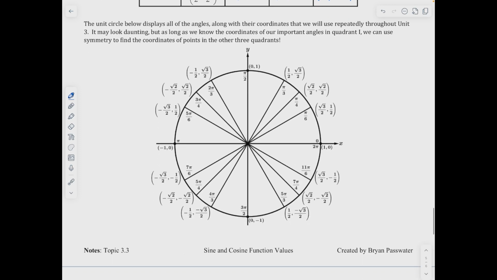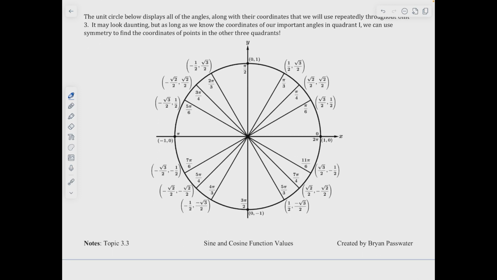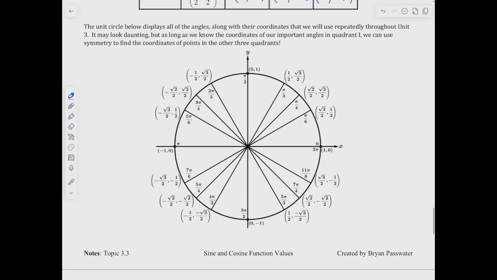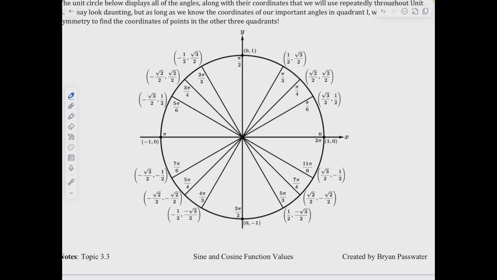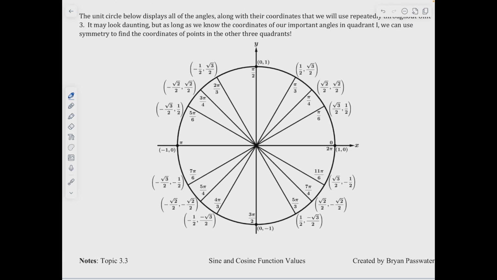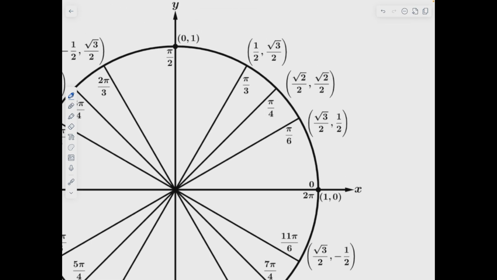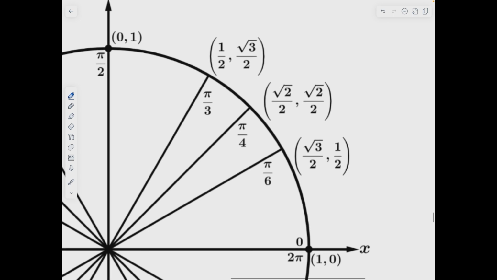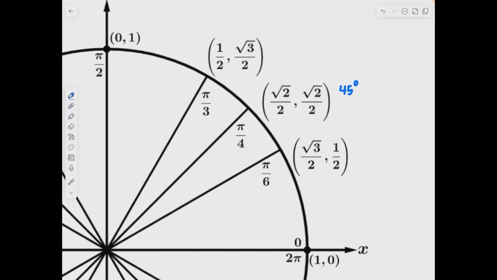The unit circle below displays all of the angles along with their coordinates that we will use repeatedly throughout Unit 3. So, as long as we know the coordinates of the important angles in quadrant number 1, we can use symmetry to find the coordinates in the other 3 quadrants. Okay? Now, again, when you are in quadrant number 1, your pi over 4, which is your 45-degree angle, you know that they're both root 2 over 2. You know that at 0 degrees, because the radius is 1, it's (1, 0). And you know at 90 degrees, because it goes up 1, it's at (0, 1).